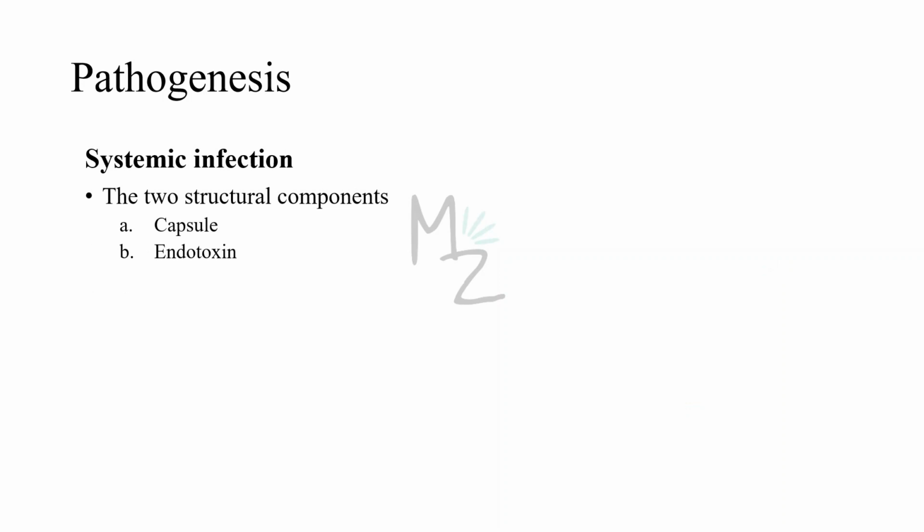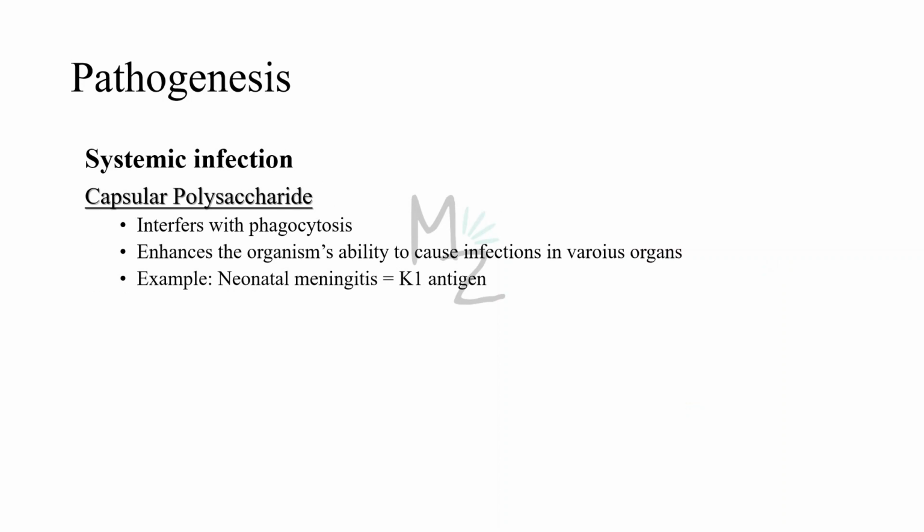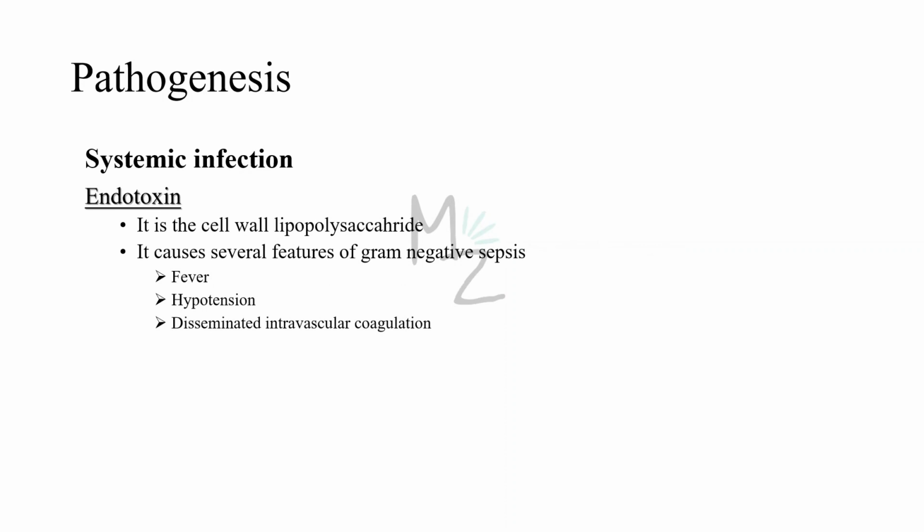The other two structural components are going to come into play in systemic infection. First, let's talk about the capsular polysaccharide. That interferes with phagocytosis, thereby enhancing the organism's, meaning the E. coli's, ability to cause infection in various organs. For example, E. coli strains that cause neonatal meningitis usually have a specific capsular type called the K1 antigen. The endotoxin of E. coli is the cell wall lipopolysaccharide, which causes several features of gram-negative sepsis such as fever, hypotension, and disseminated intravascular coagulation, DIC.